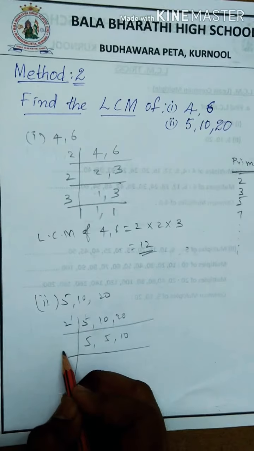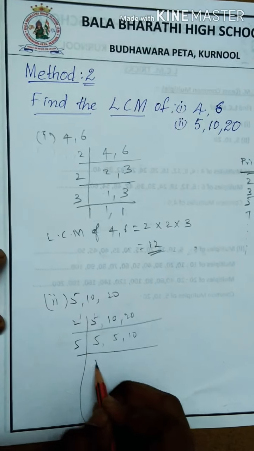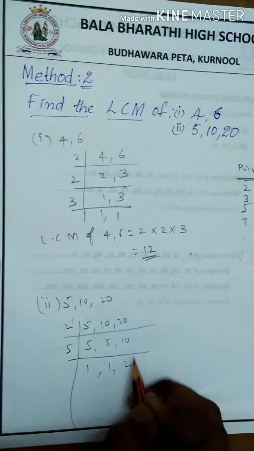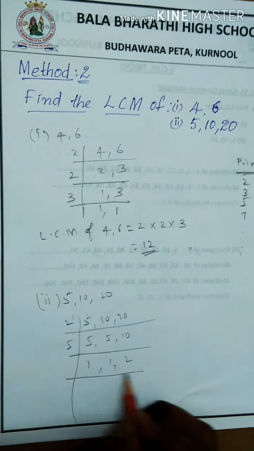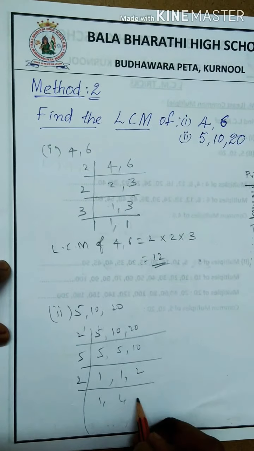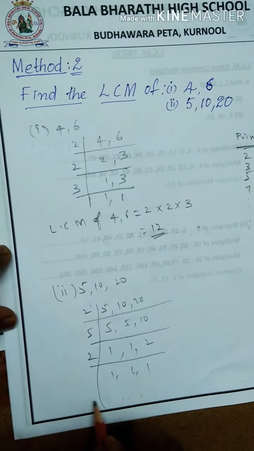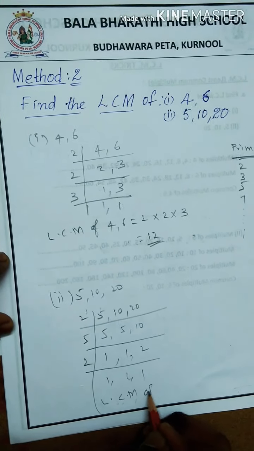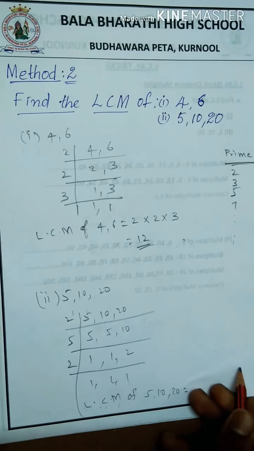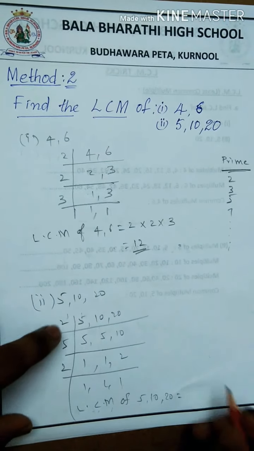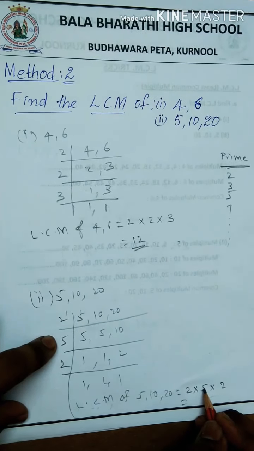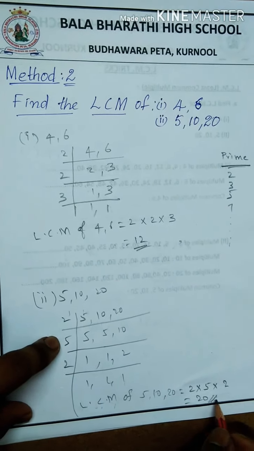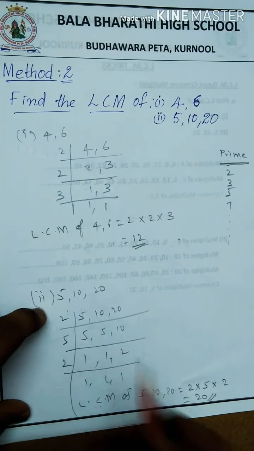Now what I will do is I will take the prime number 5. 5 1s are 5, 5 1s are 5, 5 2s are 10. So here we got 1, 1, 2. Now here I will take number 2 so that I can divide this 2. 1 comma 1 comma 2 ones are 2. Therefore LCM of 5 comma 10 comma 20 equals, just multiply the numbers you got on this side. 2 into 5 into 2, that is 2 5s are 10, 10 2s are 20. Therefore 20 is the LCM of 5, 10, 20.